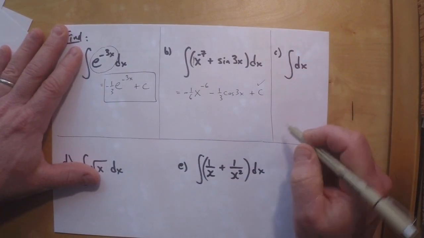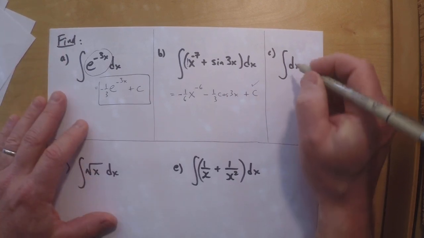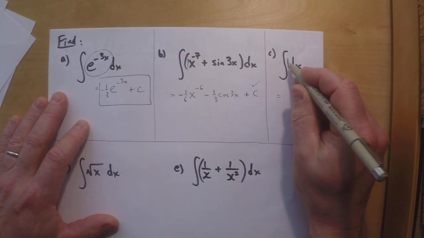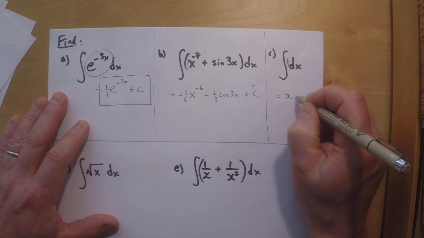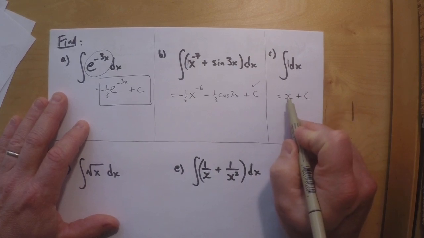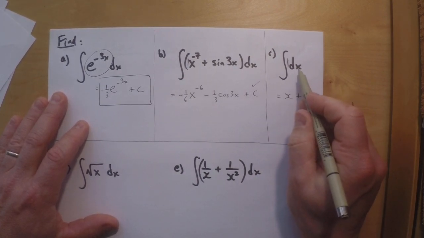Next one's almost so easy it's hard. Integral of, like, there's white space here, dx. There's an imaginary 1 there. So that's just basically saying what's the antiderivative of 1 with respect to x? Must be x. Now if that was dy, this would just be y plus c. If it was dm, it would be m plus c. It just tells you what variable you're dealing with.